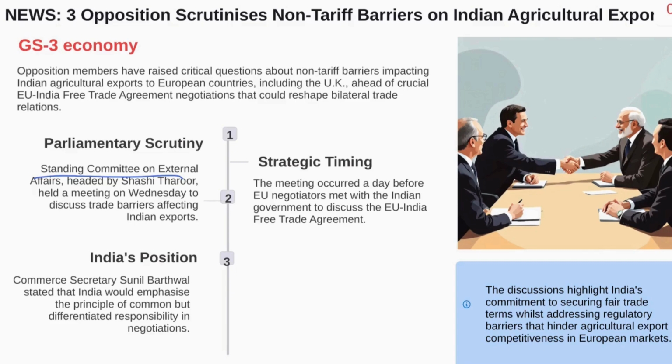Indian exports. Strategic timing. The meeting occurred a day before EU negotiators met with the Indian government to discuss the European Union India Free Trade Agreement. Commerce Secretary Sunil Barthwal stated that India would emphasize the principle of common but differentiated responsibility in negotiation.